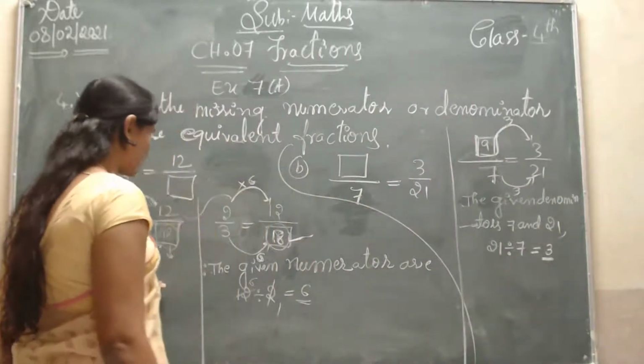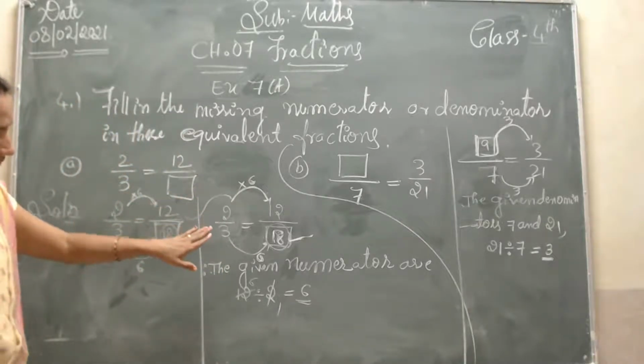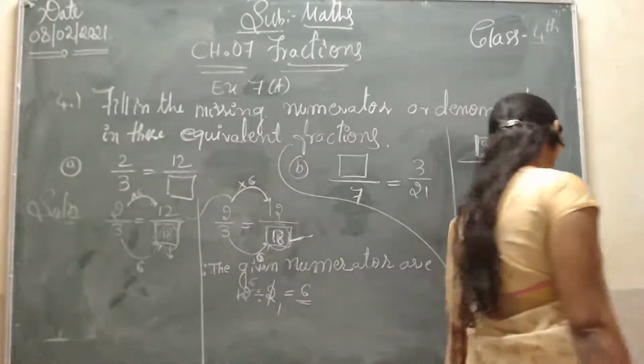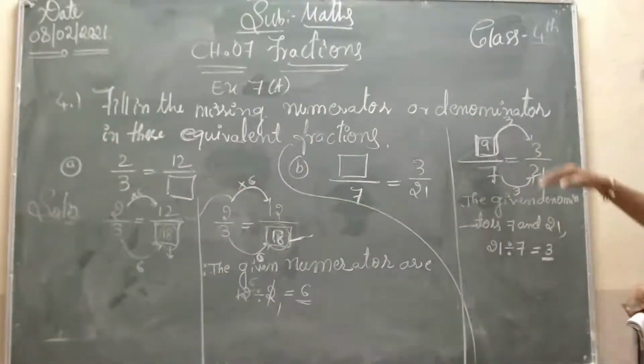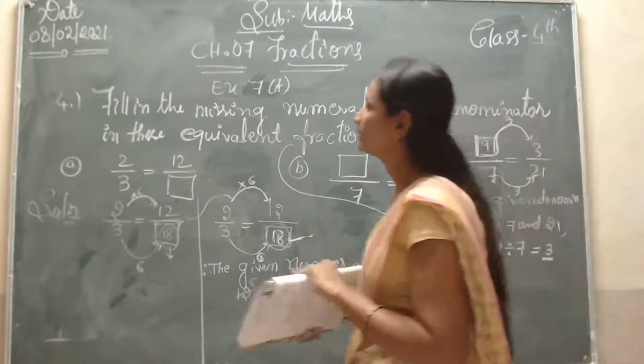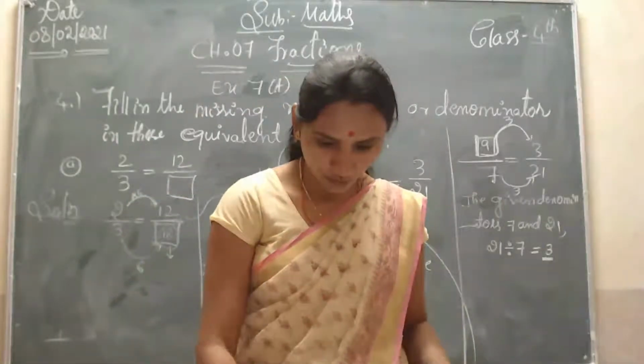So in the first question you have to find the denominator. That is what? The denominator is 18. In the next question, I already solved it, the numerator value is 9. So this is the method, students. Okay, in this exercise, two questions are remaining.